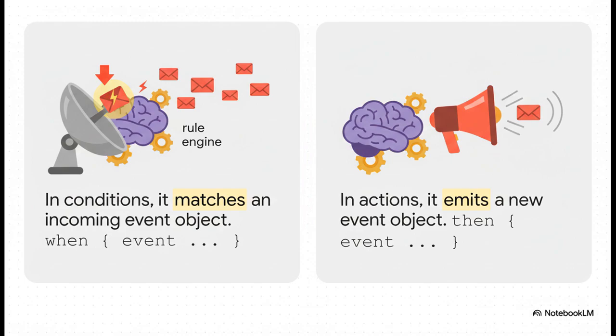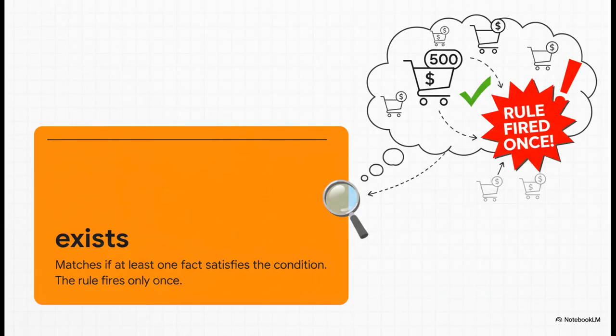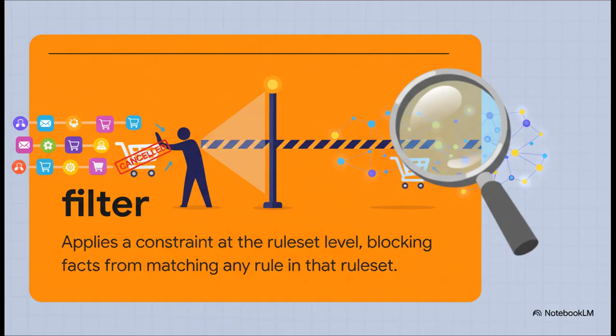It's a two-way street. The best way to think about exists is that it just asks a simple yes or no question. It's like asking the engine, hey, is there at least one order over $500? If the answer is yes, the rule fires once. It doesn't care if there's one or 1,000, just that at least one exists.